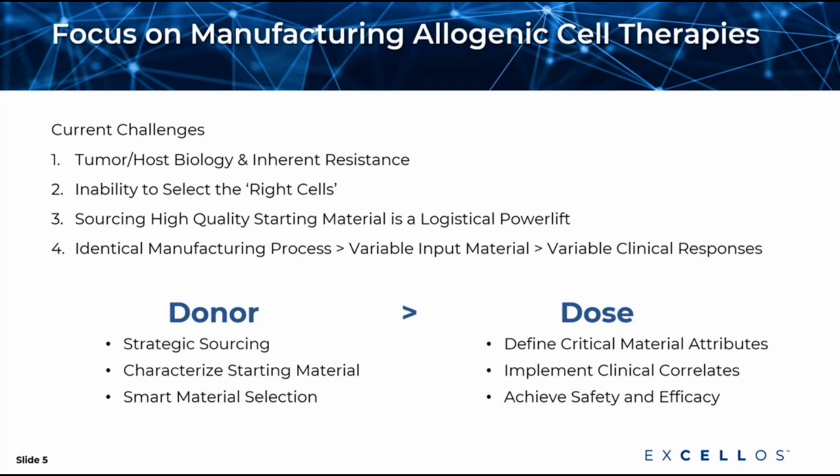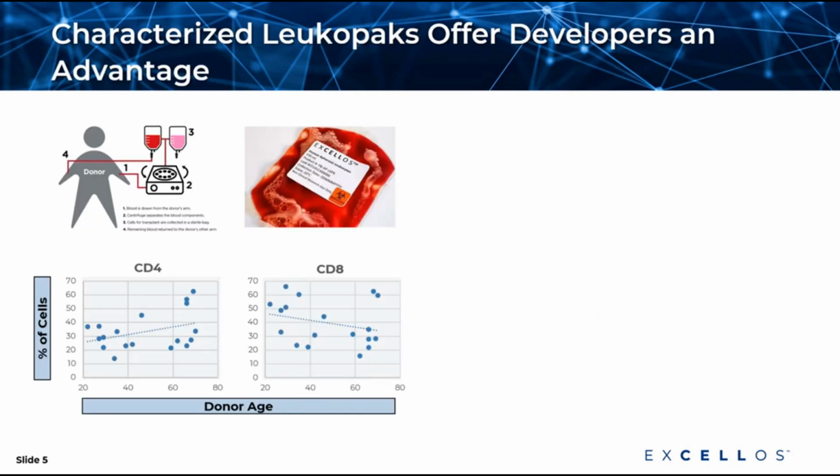Defining the critical material attributes is important. And going beyond just characterization, we don't want to just characterize everything. We're actually trying to look at what we believe or what the literature has shown correlates with the clinical response. So you are likely familiar with the leukopak products shown here, and this really is the majority of what we work with in terms of the starting material.